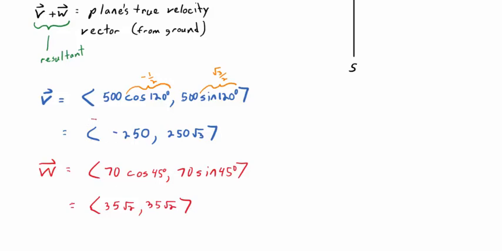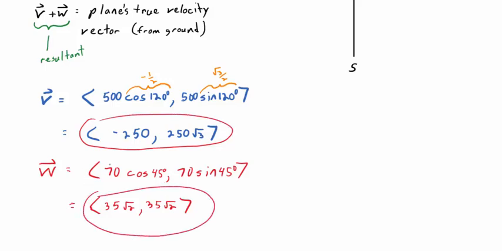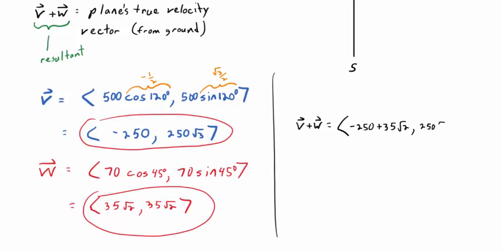Okay, so we've got v, we've got w. Let's go ahead and find the resultant vector, v plus w. And symbolically, we can do it now. So what do you get for the horizontal component? Just add corresponding components. Negative 250, that's from v, right? Plus 35 root 2. Then from the vertical components, what do you get? 250 root 3 plus the 35 root 2 for this one, right?